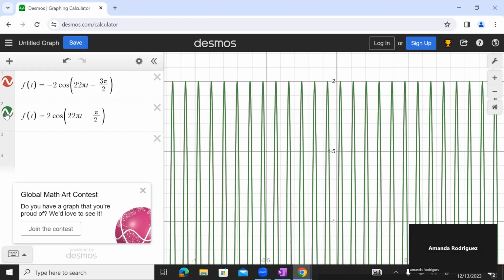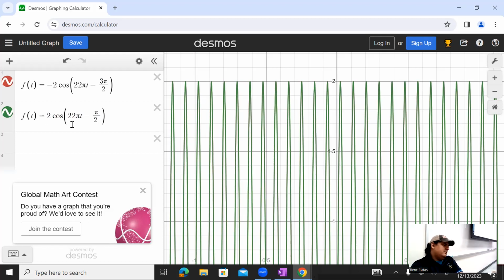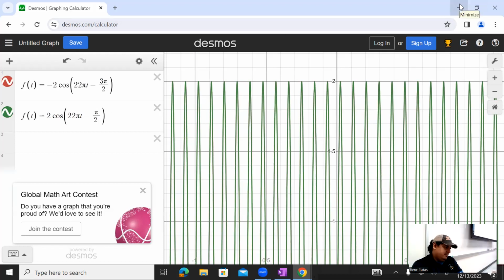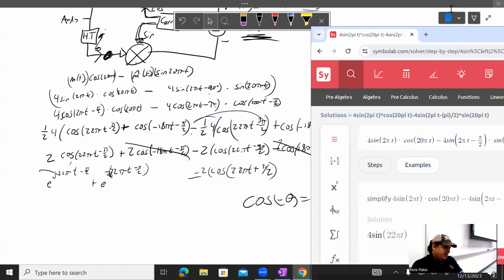Yeah, because it's 3 pi/2, that means it's a pi minus pi/2. So that pi just flips the signal. Oh, I see what you mean. Yeah, so it goes from the negative to the positive. And that's how you can do it: you add them together and you get 4 cosine 22 pi t minus pi over 2.